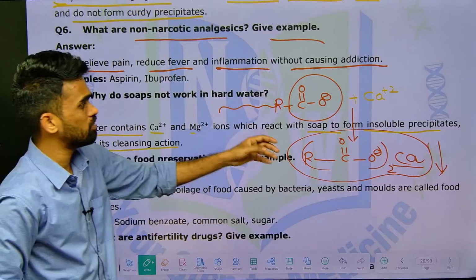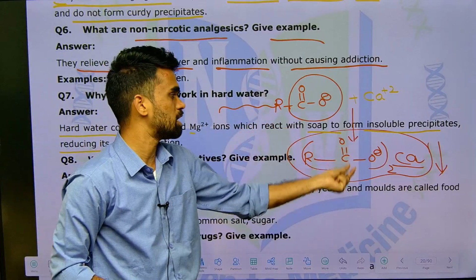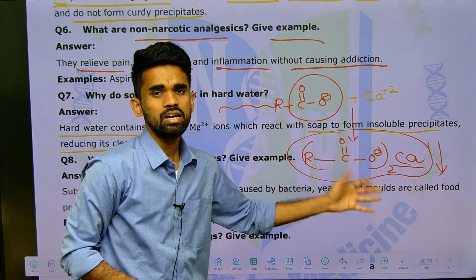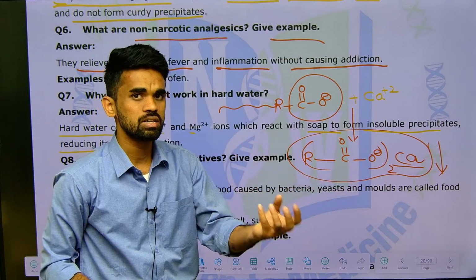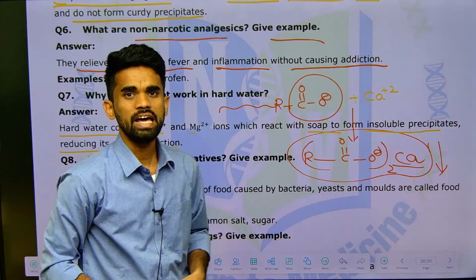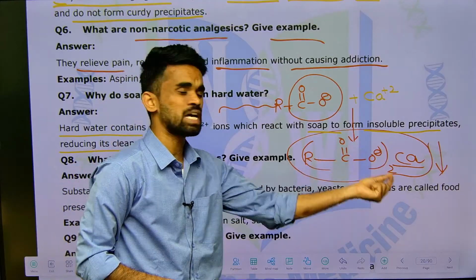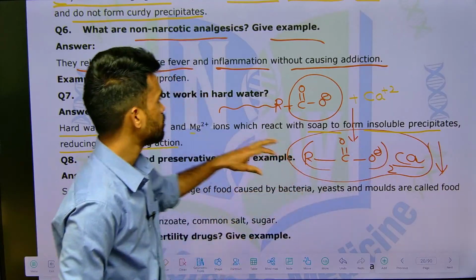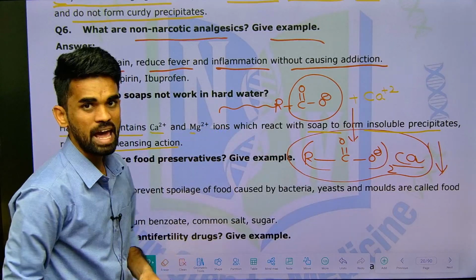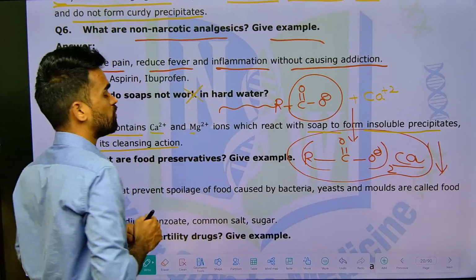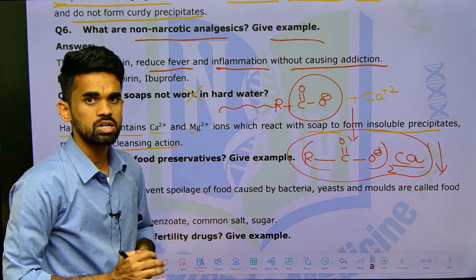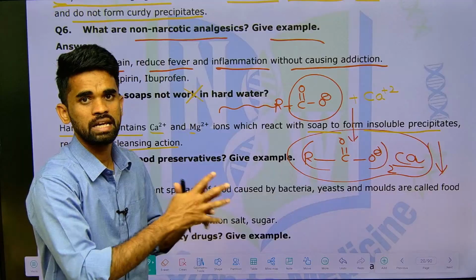Whenever the soap is getting precipitated as an insoluble substance, it will not show any cleaning action. Whatever cleaning property it has will not be exhibited here because it is already coming out as a precipitate. So we won't see any cleaning action by this soap. That's why soaps are not suitable with hard water for cleaning purposes.